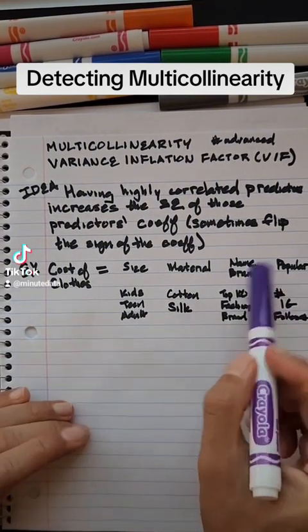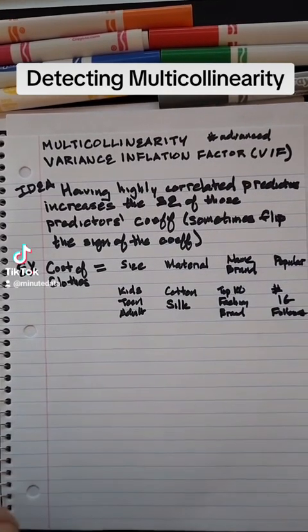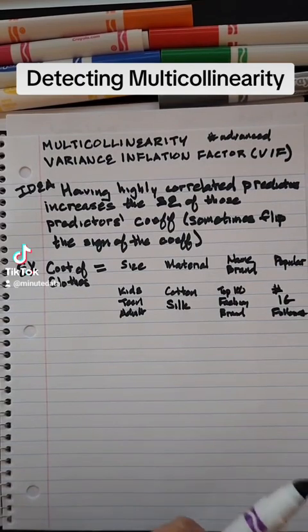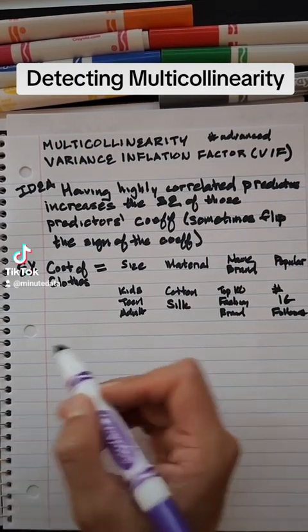Just as a preview, name brand and popularity are going to be very collinear because they're going to be very correlated with each other. Name brands tend to be very popular, and popular brands tend to be name brand.